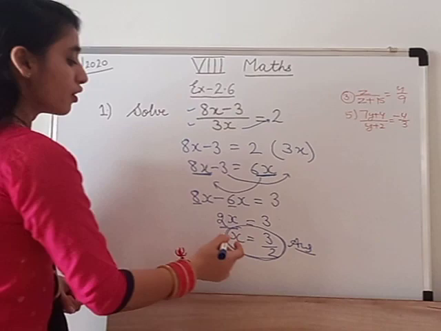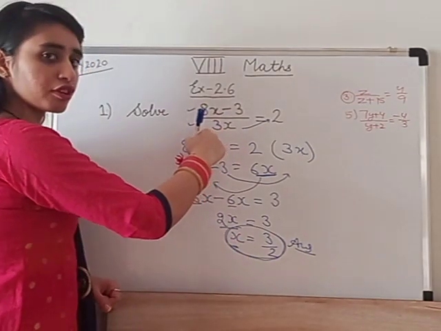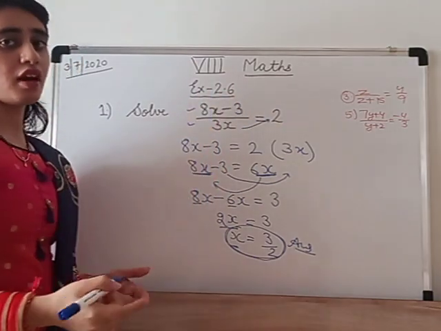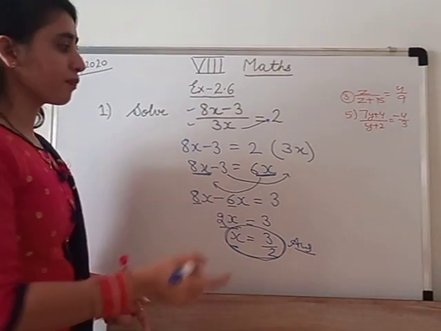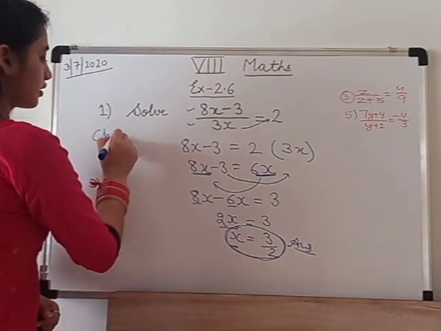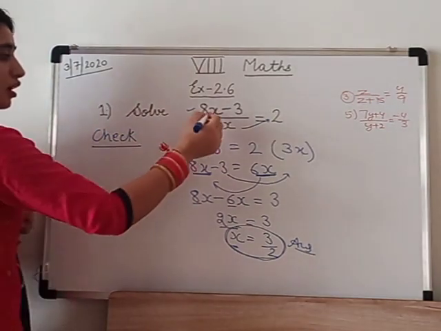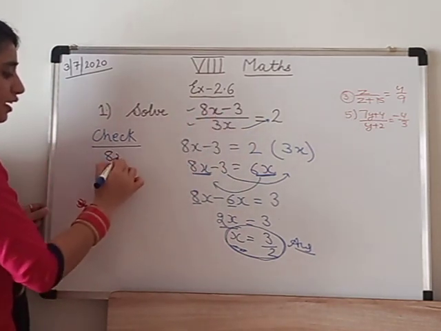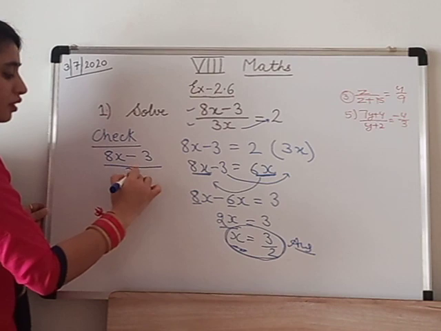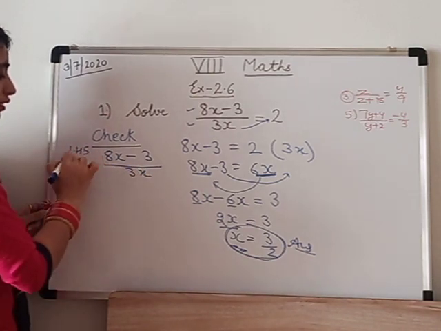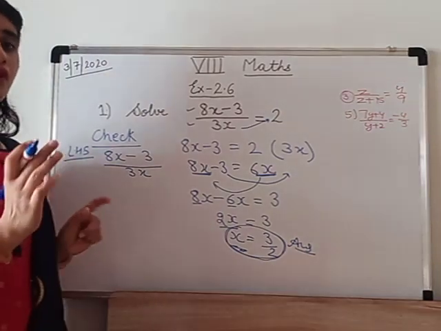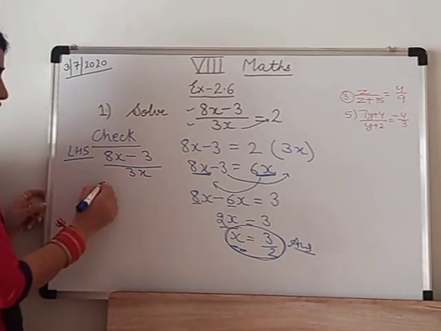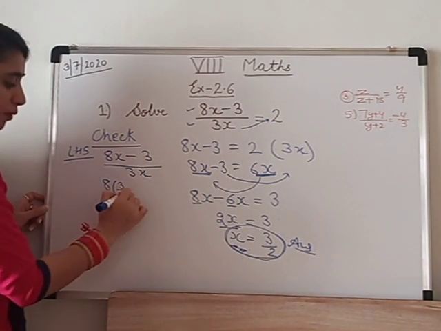Now how can we check our answer? What's the rule? Put this value in the left side of your question. If you get a value equal to the right hand side, then our answer is correct. Okay. So how can we check this question? Put the value of x in the left side of the question. The left side is (8x minus 3) upon 3x. This is the left hand side. LHS is the short form of left hand side. Now put the value x is equal to 3 by 2 in this.